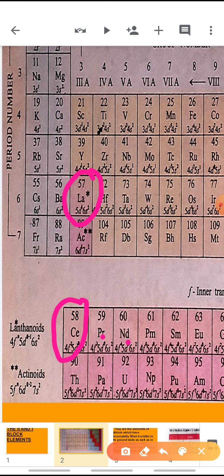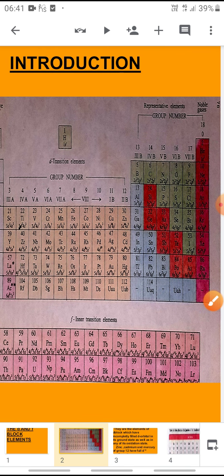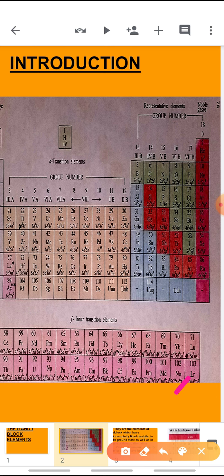Now the inner transition elements are further divided into two groups. The first 14 elements which follow lanthanum are called the lanthanoids, and the next 14 elements which follow actinium are called the actinoids. You can see that the last lanthanoid has atomic number 71 and is lutetium, and 72 is hafnium, which is kept in the D block of the periodic table.